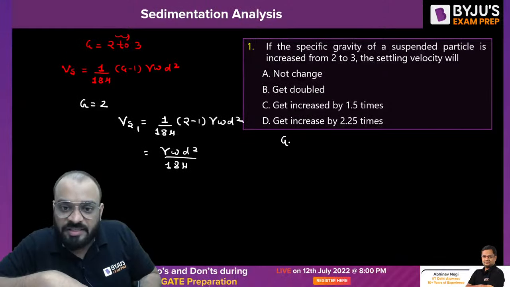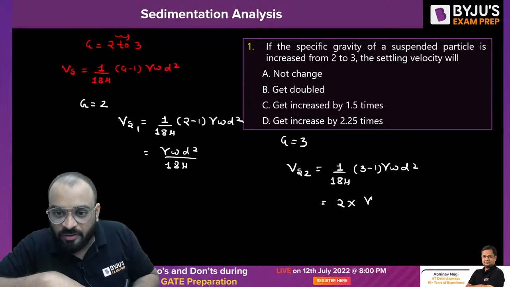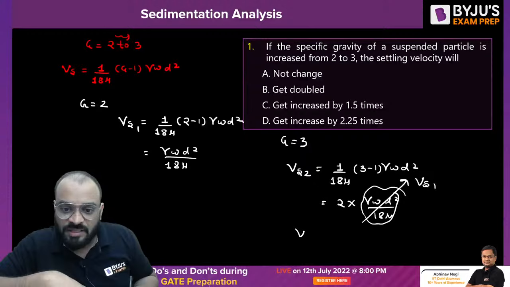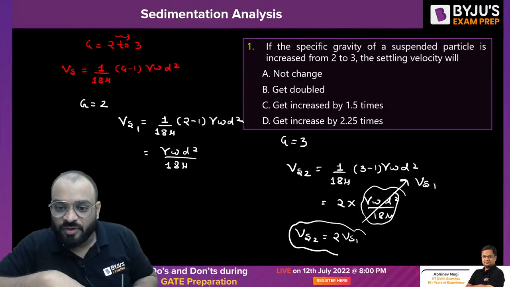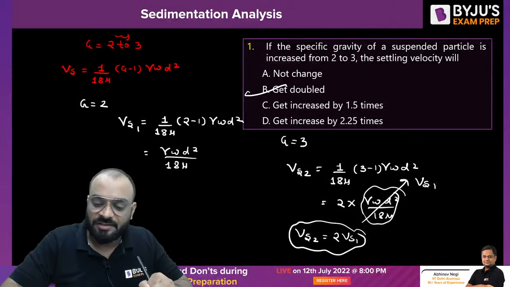Now guys, if I consider G equal to 3, then the value of Vs2 is equal to how much? 1/18μ (3 − 1) γw d². So you can see here guys, it is twice of γw d² divided by 18μ. And what is this value? This value is nothing but Vs1. Correct? So you can see here guys, our velocity is changing and it will become double as compared to the first condition. And that's why B is the correct answer.